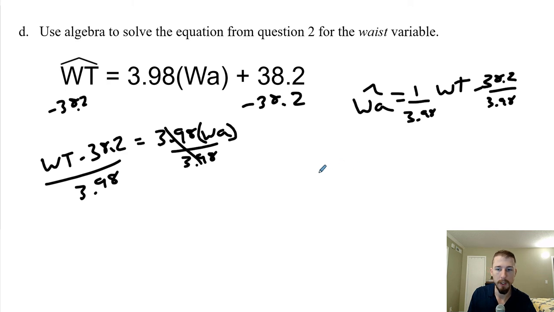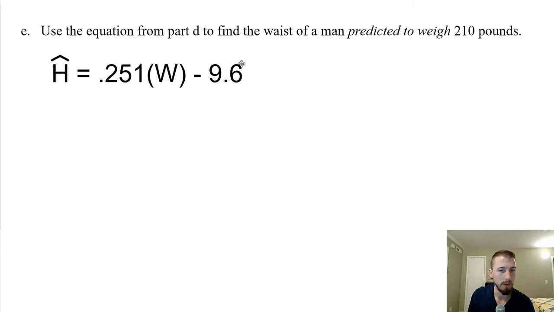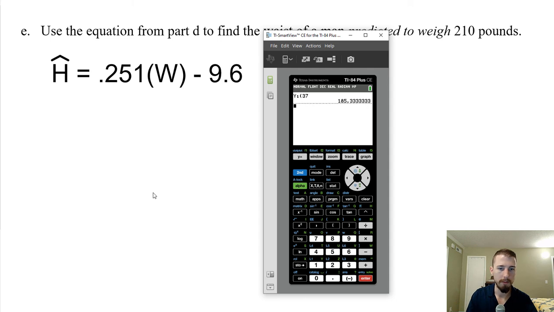It's all the same thing. So now we're going to use it to predict as well. Oh, that's what it is. That's nice, I did the work for you. You're welcome. So use the equation from part D to find the waist of the man predicted to weigh 210 pounds. So we're going to put that value in there.